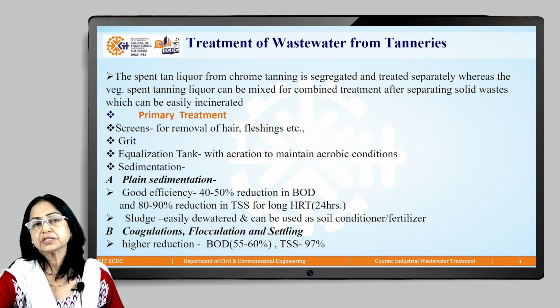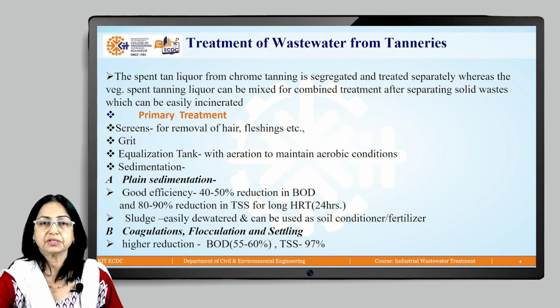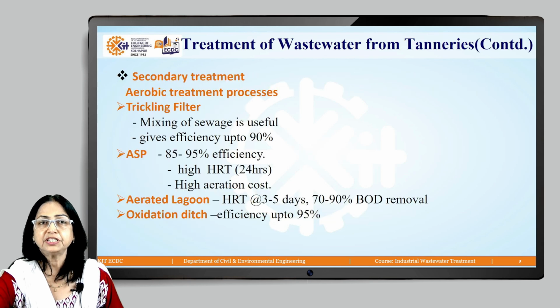Another option is to go for coagulation, flocculation and settling, where the HRT may be 3 to 4 hours. This gives higher reduction, BOD 55 to 60% and TSS up to 97%. So with this, primary treatment is completed and wastewater is subjected to secondary treatment. So we have two options, either go for aerobic treatment or an anaerobic-aerobic combination.